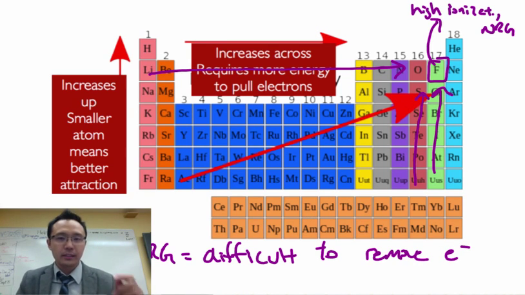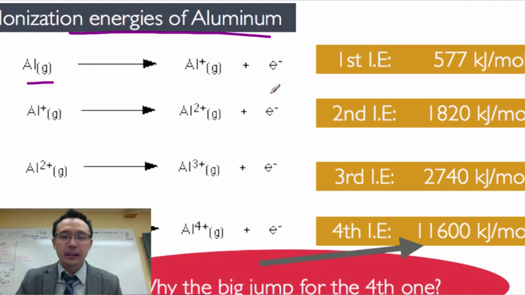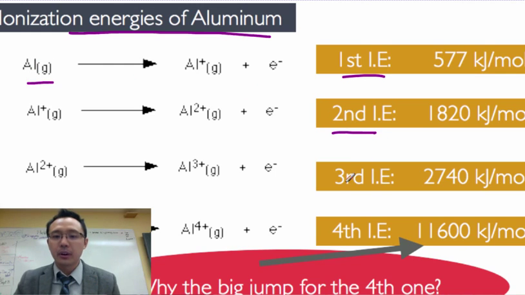That's your three trends: electronegativity, atomic radius, and ionization energy, and they sort of relate to each other as long as you remember one thing, fluorine, and you can make sense out of them. So what about the ionization energy? Let's look at this one. Here's aluminum, and you have these different numbers of ionization energy. So the first ionization energy, second, third, and fourth.